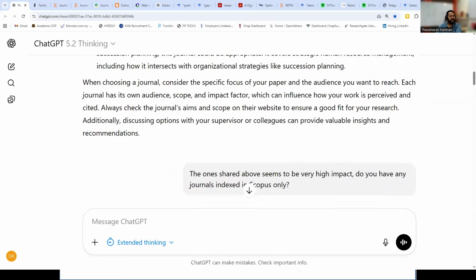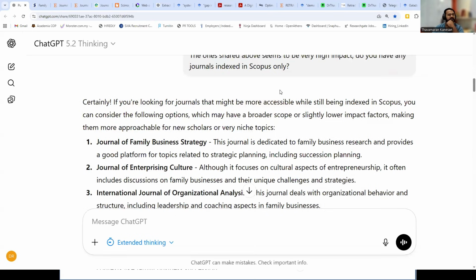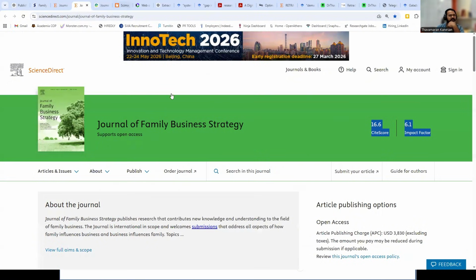Now, then what I did, I prompted again. The one shared above seems to be very high impact. Do you have any journals indexed in Scopus only? Scopus only, yeah? I already mentioned it very clearly. Remember this, if you look at this ChatGPT 5.2 thinking model, I think they spent more than 100 billion, $100 billion on this model. Do you know how confident the AI is? Oh, still indexed in Scopus. No problem. This is all Scopus. Open Journal of Family Business Strategy. This one. Can submit or not?